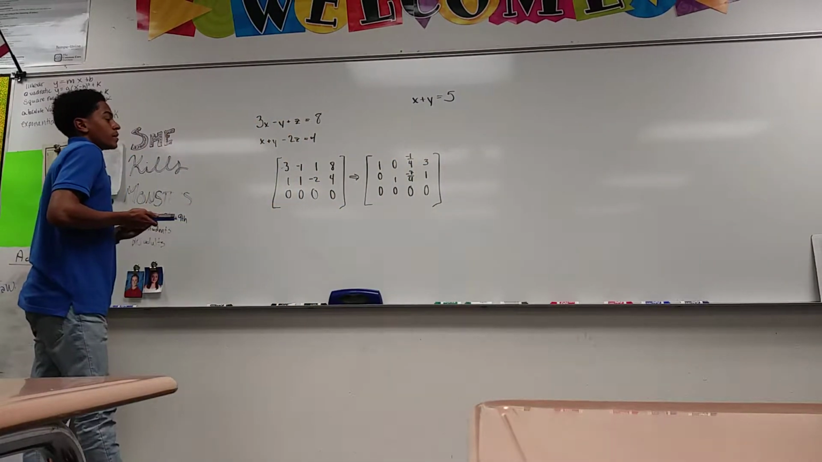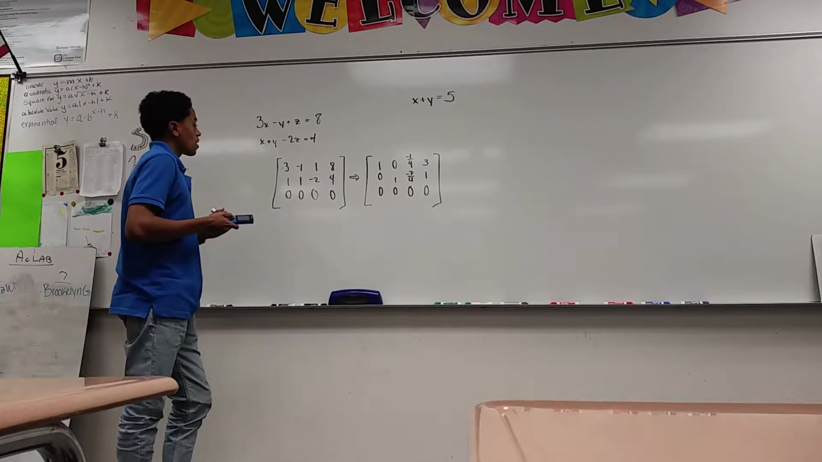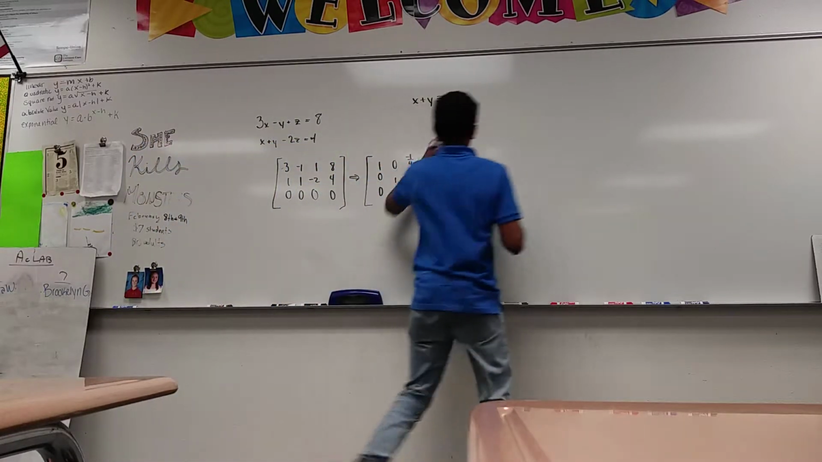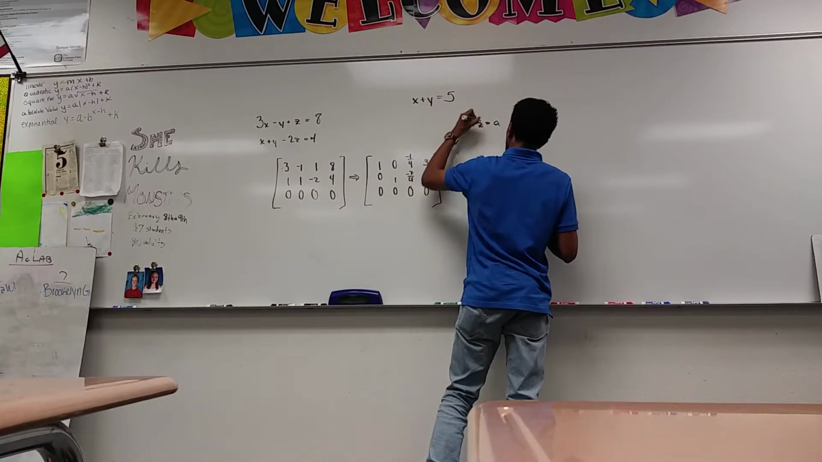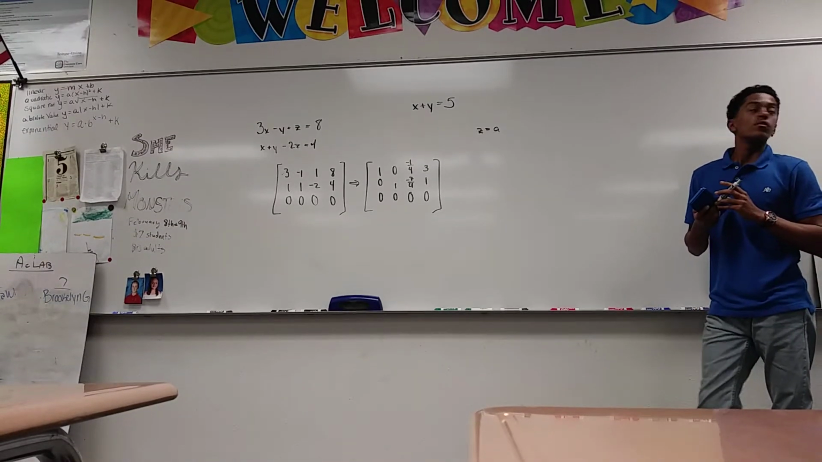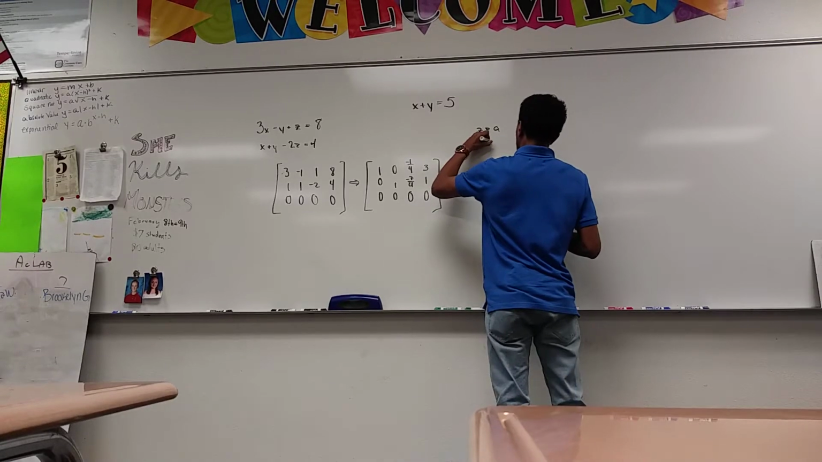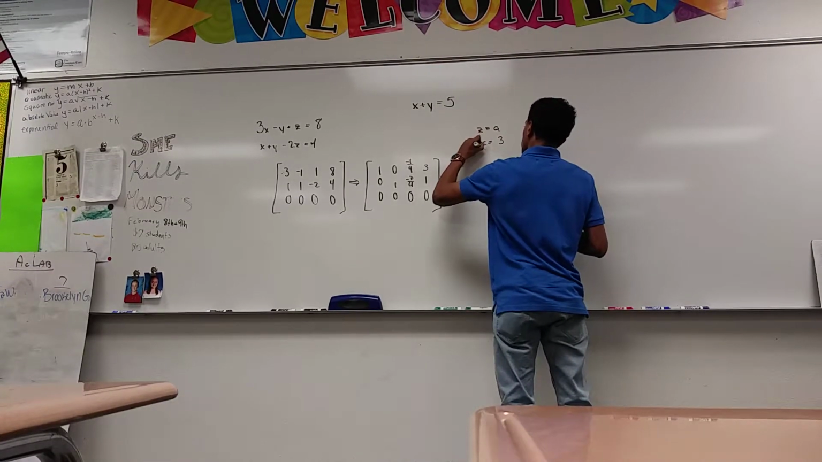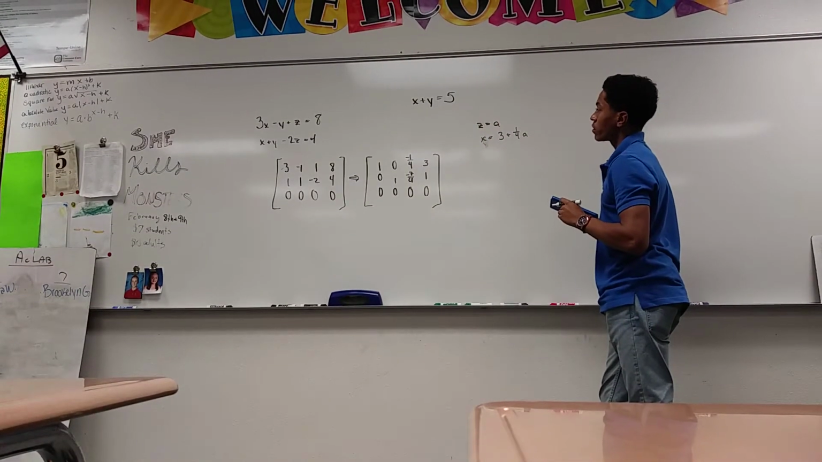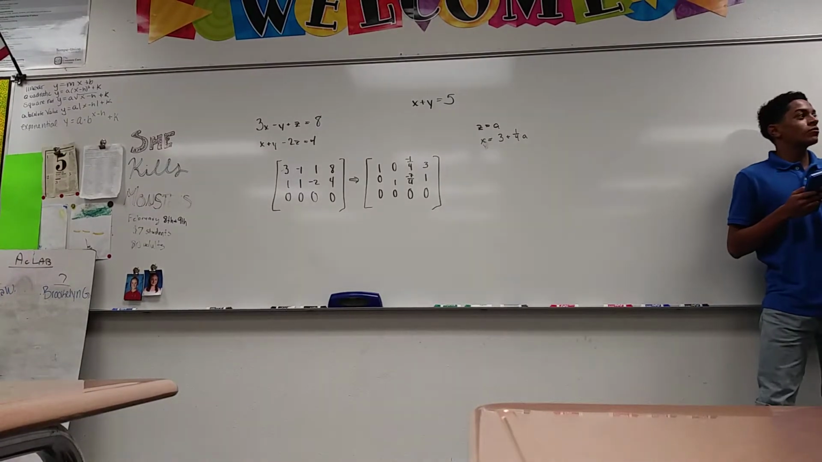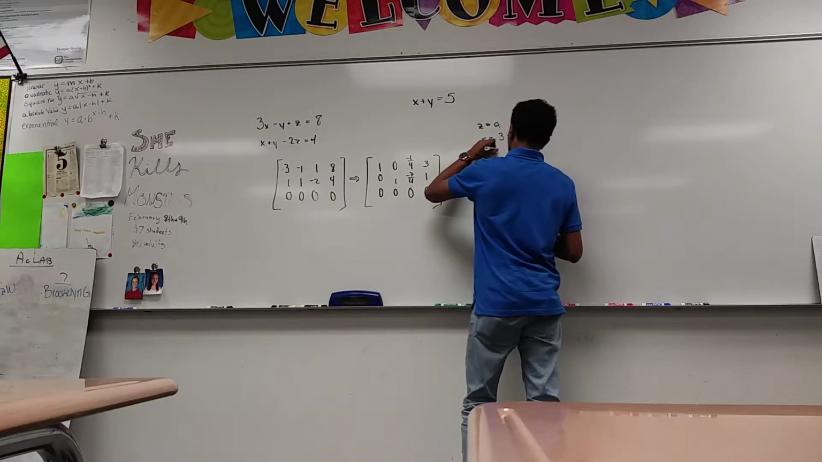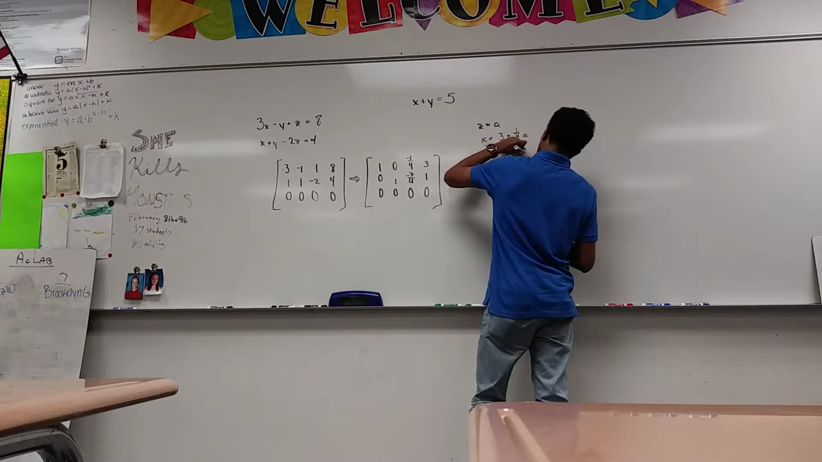Then Z is, what's Z? Z is A. And X is 3 plus 1/4 A. And Y is, say it again? 1 plus 7/4 A.